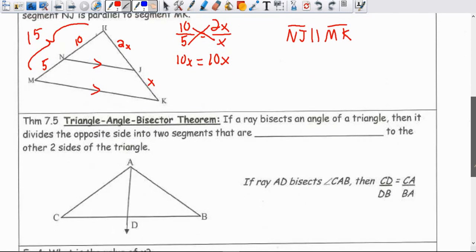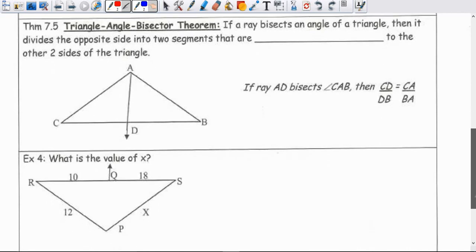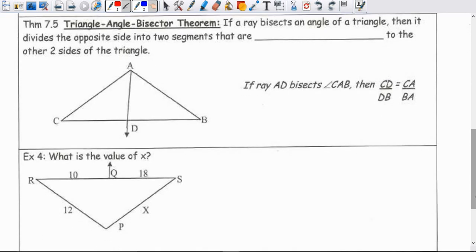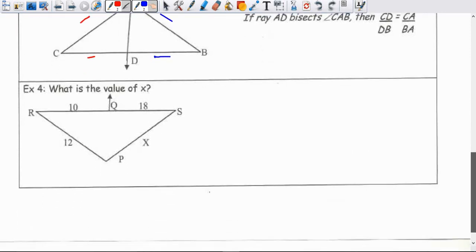All right. 7-5, the triangle angle bisector theorem says if a ray bisects an angle of a triangle, then it divides the opposite side into 2 segments that are proportional to the other 2 sides of the triangle. What that means is I can take AC and put it over CD and take AB and put it over DB, and those 2 things would be equal. There are many different ways that you can set this problem up, but we're going to do the one below to help us out here, all right?